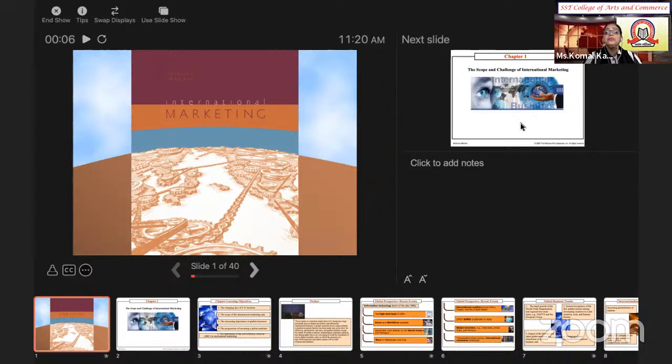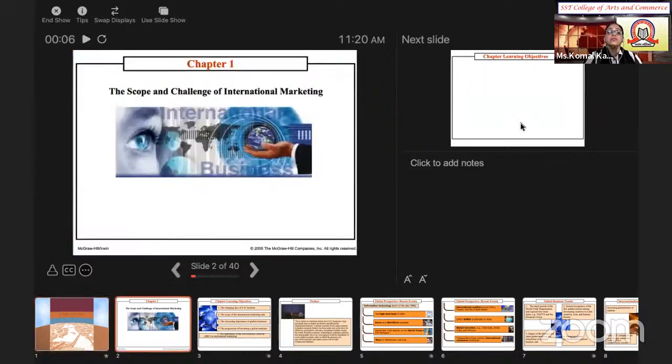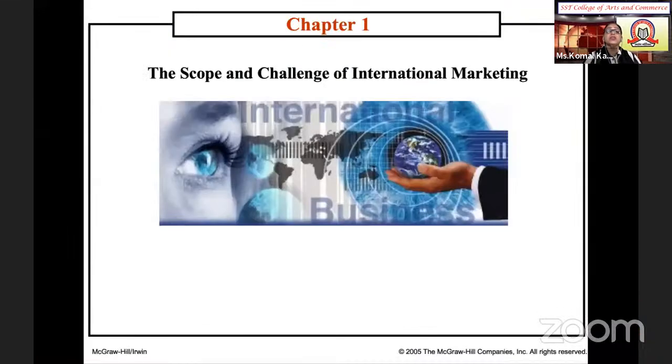For example, the Gulf countries are the largest suppliers of crude oil to the rest of the world. And if they stop trading globally, the whole world is going to face problems. So international marketing is a very important and integral activity.